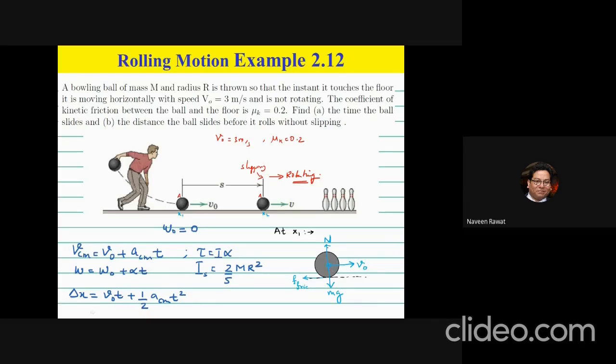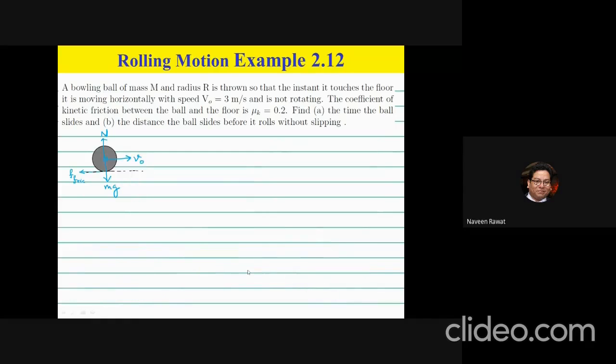We know that there is the normal force acting here because it's in contact with the surface, and you have the gravitational force mg acting in the opposite direction, and you have the force of friction that is opposing the direction of motion. So these are the three forces at play in this situation, and it is moving with some initial velocity v0. The first thing we have to do is write the equations of motion in the x and the y direction.